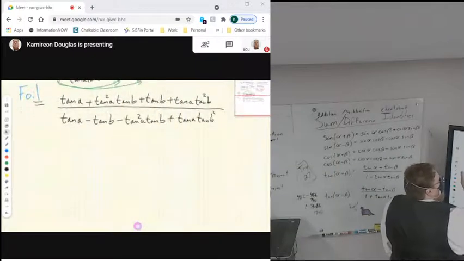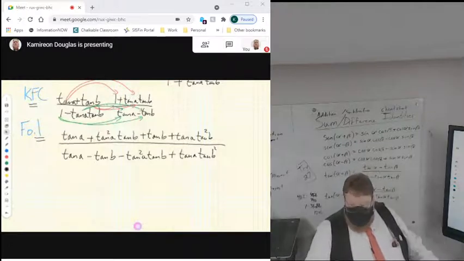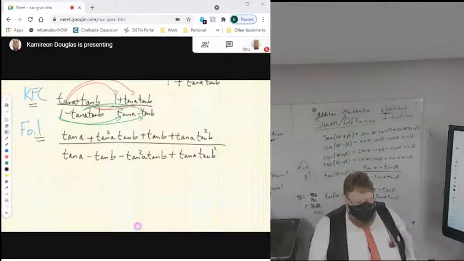Next step. First, any question about my FOIL? FOIL from algebra. Don't let the fact that there's a bunch of trig functions in here mess you up. It's just FOIL. First times first, outer times outer, inner times inner, last times last. Alright.